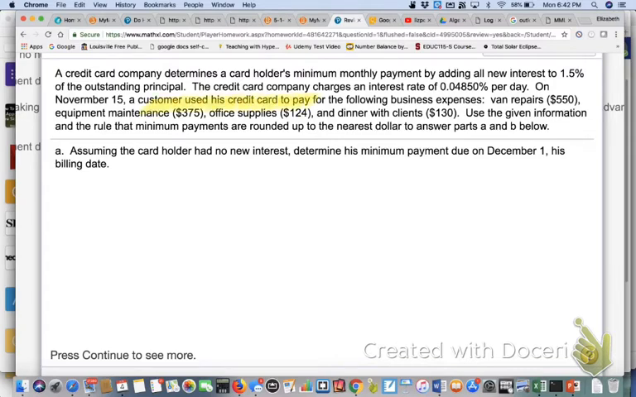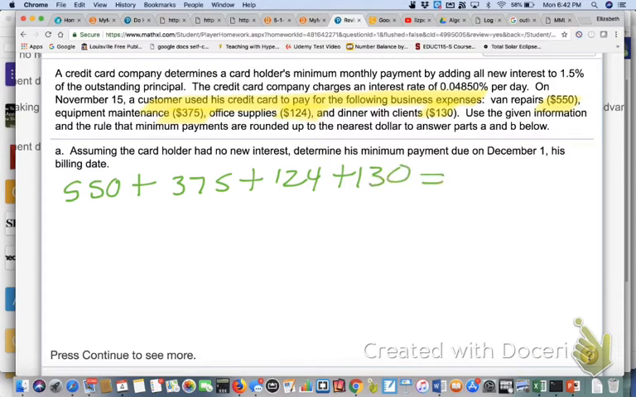It says a customer used his card to pay for the following expenses. So we've got his van repairs, his equipment, his office supplies, and his clients. So I'm going to figure out how much money he even borrowed in the first place. If we add all of those numbers together, he borrowed $1,179.